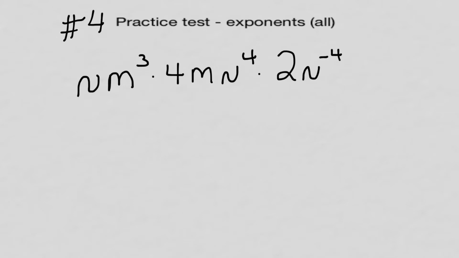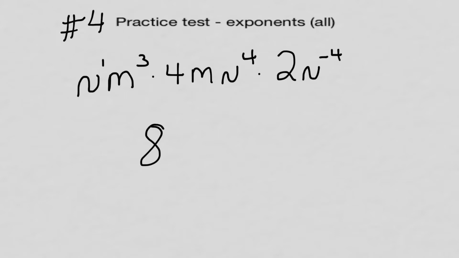Number 4. Looks like a lot of stuff here, and there is. But in the end, we've still just got m's, n's, and numbers. Take the numbers first. 4 times 2 is 8. Now I'm moving on to my n's. I got 3 sets of n's. I've got n to the 1st here, I've got n to the 4th, and I've got n to the negative 4th. So adding those together, n to the 1st, 4th, add those together, I get 5.